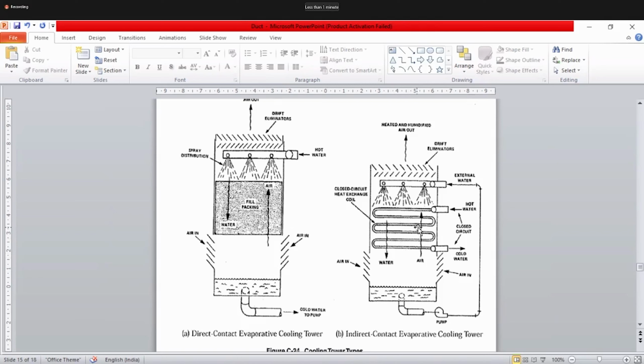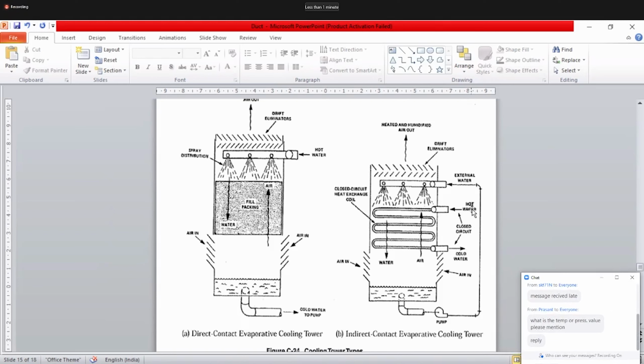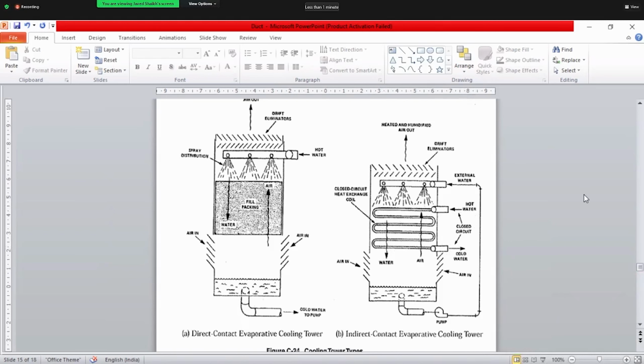But here, as a coil, there is a closed loop circuit. So we are providing hot water from here, and we are using cold water from here, and then it is going to the chiller. This we will discuss, cooling tower approach, afterwards. Now we just concentrate on this.